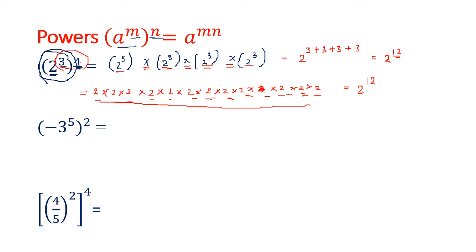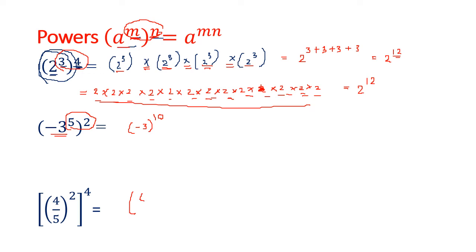But remember this rule now. Something power raised to the power means the multiplication of the two powers. So this can be now directly written as minus 3, that is the base, raised to the power 10. You can write the full notation or directly 5 2s are 10.